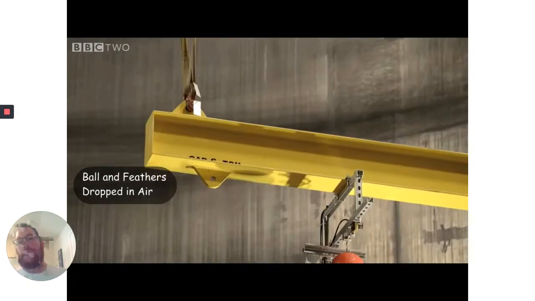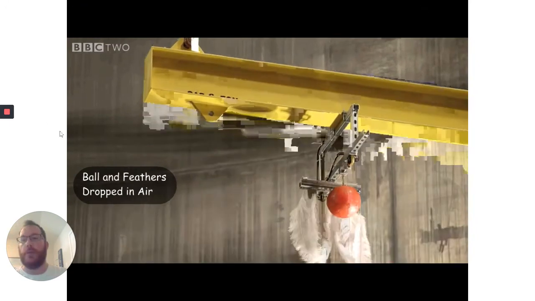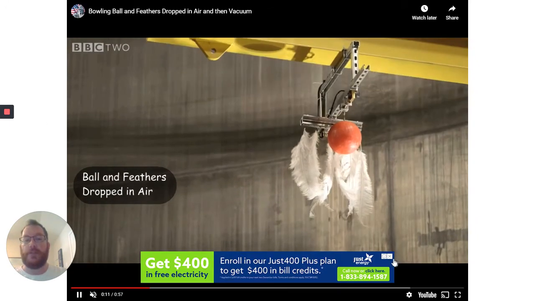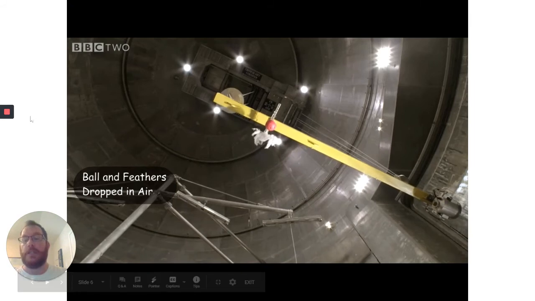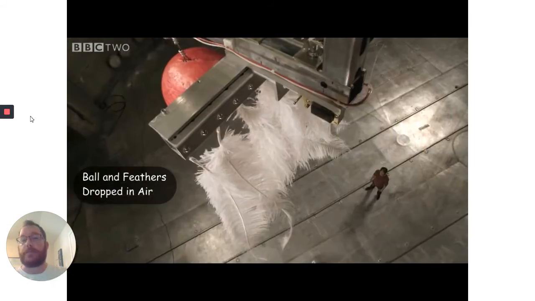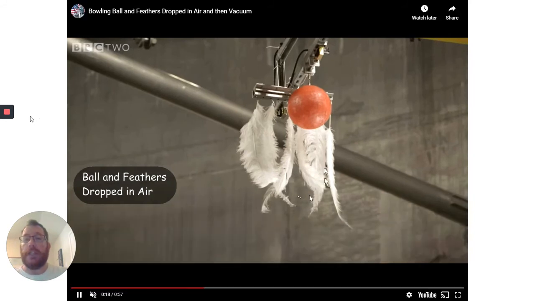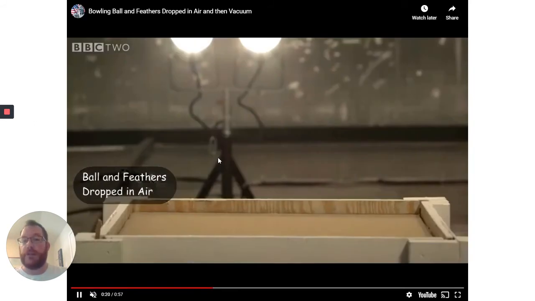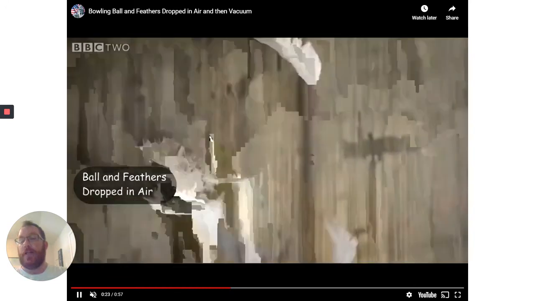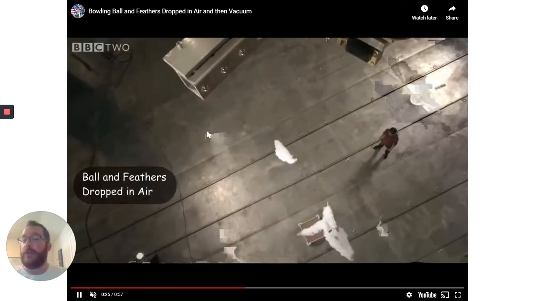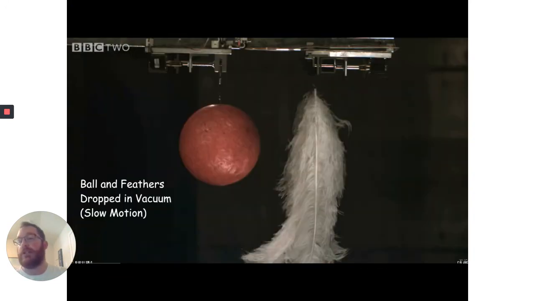So this is a very large chamber. They're going to drop a feather and a bowling orb. Obviously, they're not similarly shaped, but we're going to drop them. And we probably know what's going to happen, right? They drop it in the air, and yeah, the feathers are definitely affected by the air. But if they were similarly shaped objects, then the air wouldn't really affect them the same way.